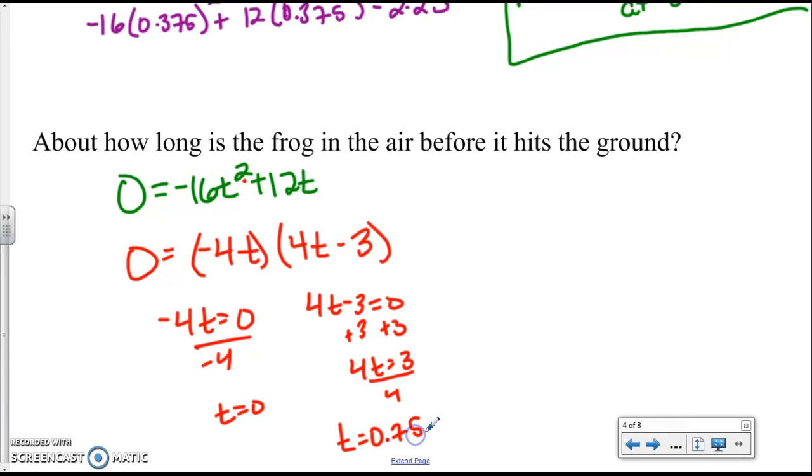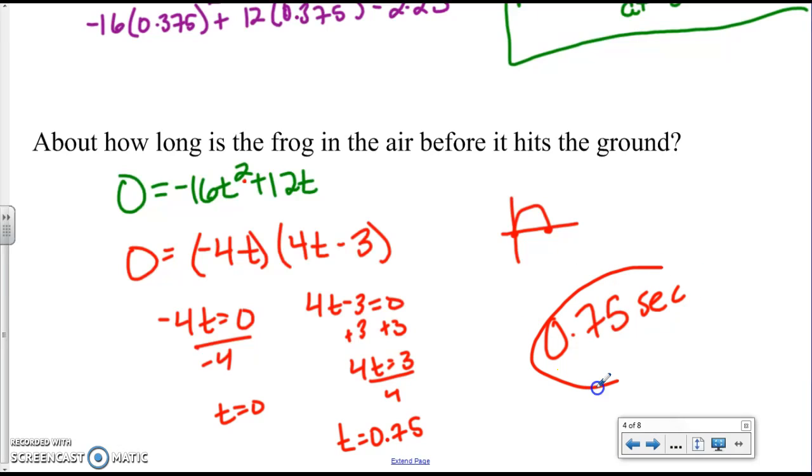We have 0.75. So we know that the frog is in the air for either 0 seconds or 0.75 seconds. If you think about a graph, it starts on the ground at 0, jumps up in the air, and comes back down to the ground. So yes, it's on the ground at 0, but that's the starting point. So it takes 0.75 seconds for that frog to hit the ground again.